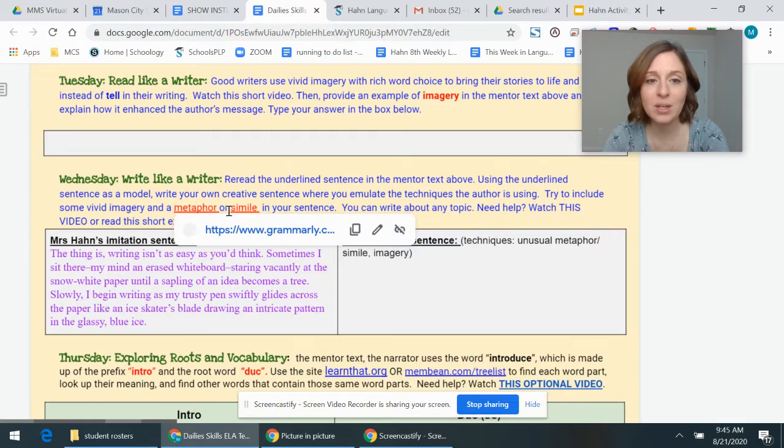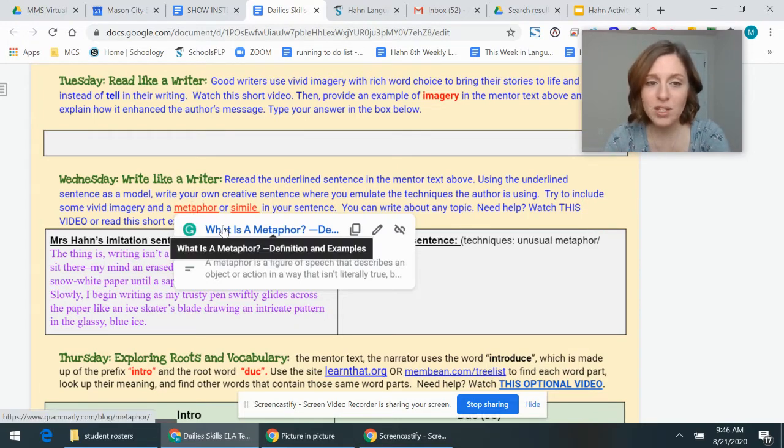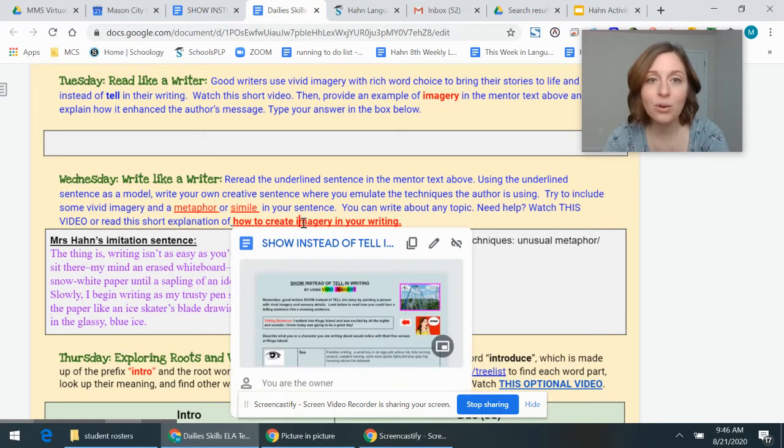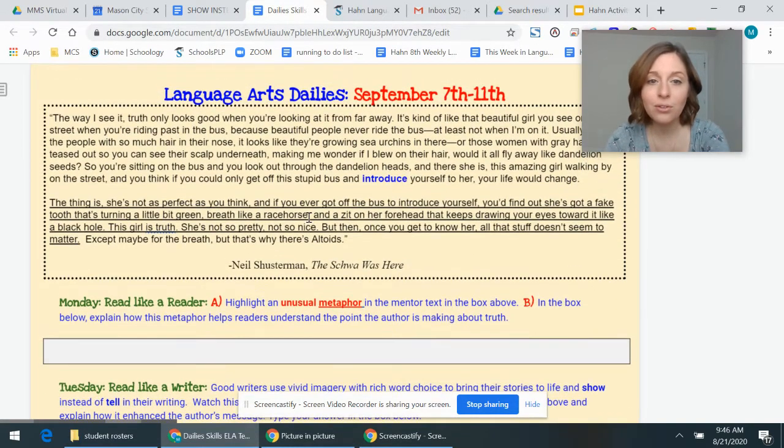Now, anytime you see something that's underlined and in a different color, it's often a link that you can click. So if you're like, I just don't remember what a metaphor is, if you click here, this website will give you some examples and explain that. And sometimes I've created a little resource for you as well, or your other language arts teachers have created a resource that will teach you a mini skill that you might need reviewed before you do something. So let's first read the underlined part of the reading passage here.